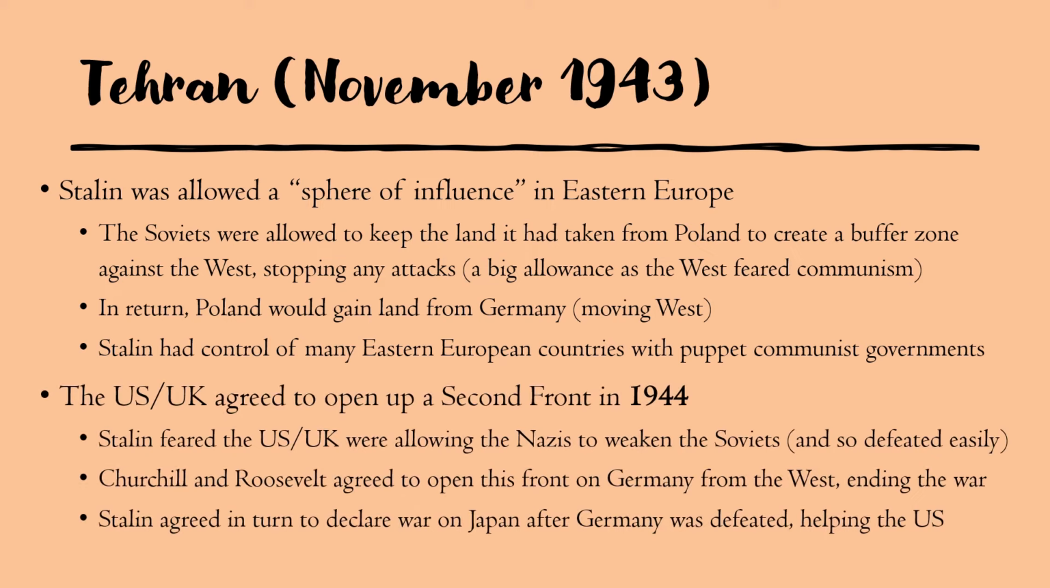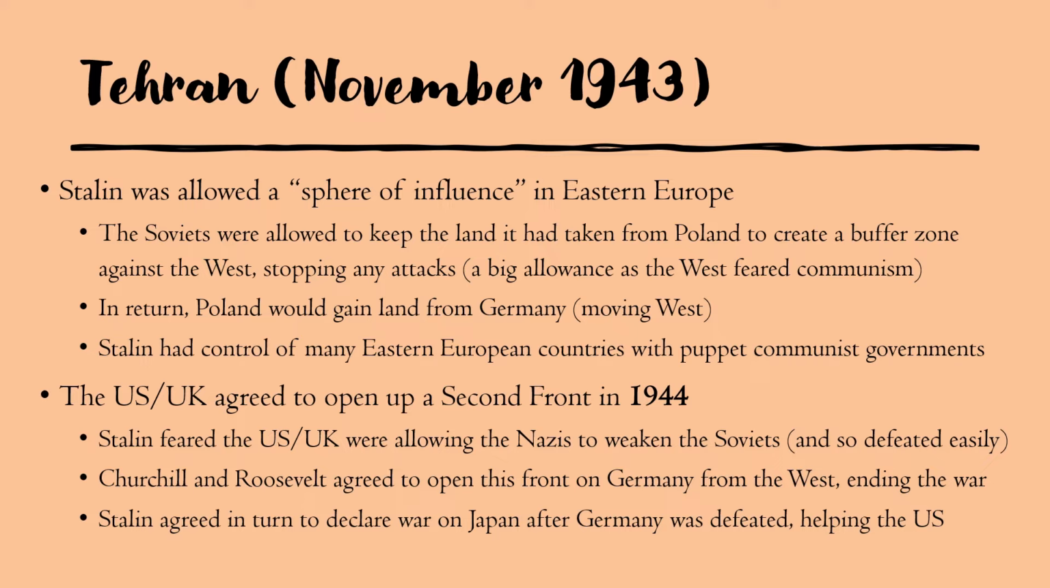The second effect of the conference was that the US and the UK agreed to open up a second front in 1944. So we looked a bit at this. So Stalin was scared that the US and the UK were allowing the Nazis to weaken the Soviet Union because the Nazis were only attacking the Soviets really in terms of the armies fighting, and so if the Soviets were weakened by perpetual Nazi attack, they could be defeated very, very easily afterwards, and Stalin was scared that this was what the US and the UK were planning.